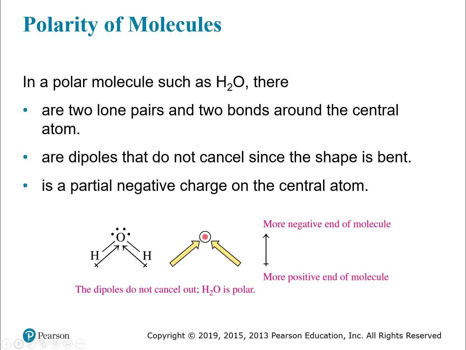You can also have a polar molecule if you've got 2 lone pairs and 2 bonds around the central atom. And if you remember your shapes, that's one of our bent shapes. These dipoles in water don't cancel out because you've got the convergence of all that negative charge right here for the oxygen. So there's a partial negative on the central atom, and you've got partial positives out here. So those don't cancel. You've got a polar molecule.